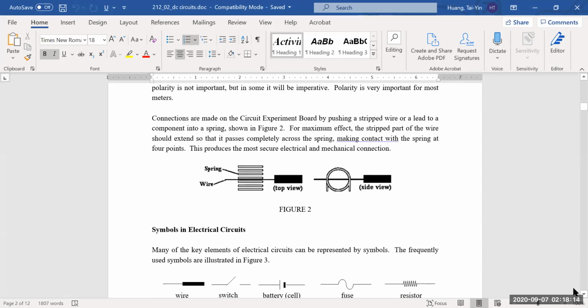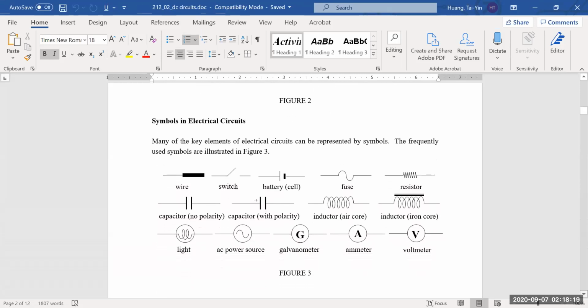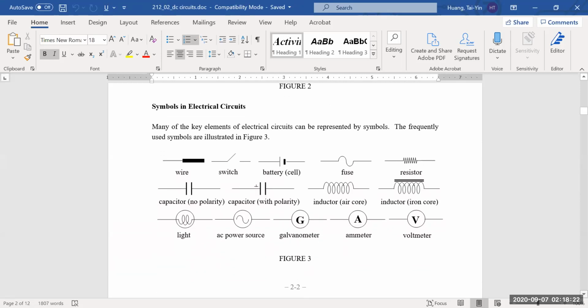All right, before we use the resistor, or learn how to read off the numbers from the resistor, let's look at the symbols often used in electrical circuits. When you draw a circuit with the various electronic components, you will use the symbols in your drawing. This indicates the wire. This indicates a switch, this is for battery, this is for fuse, this is for resistor, and this curl indicates an inductor.